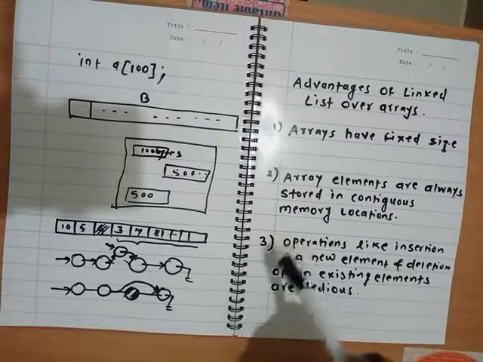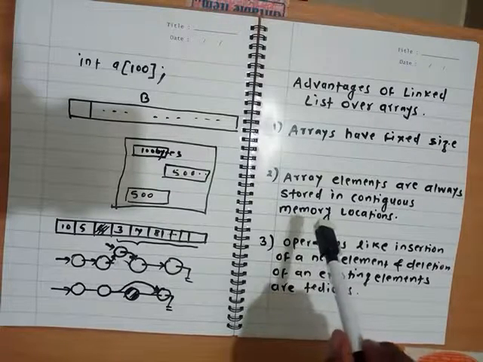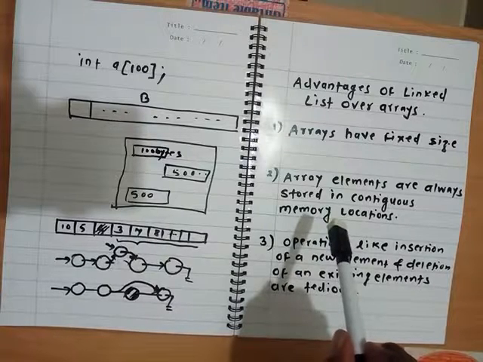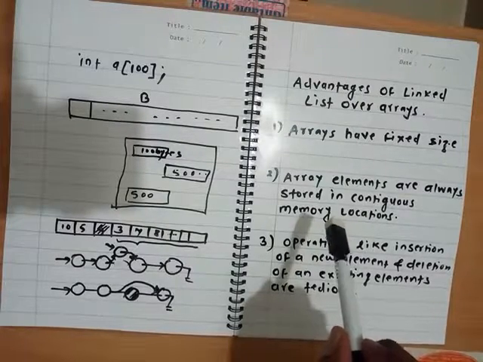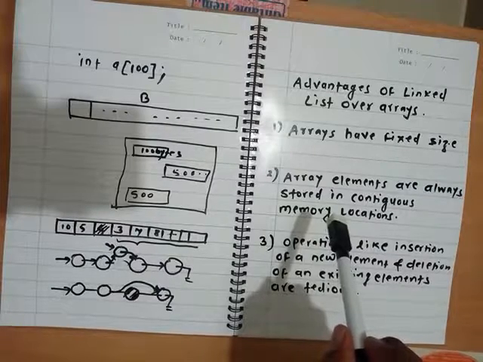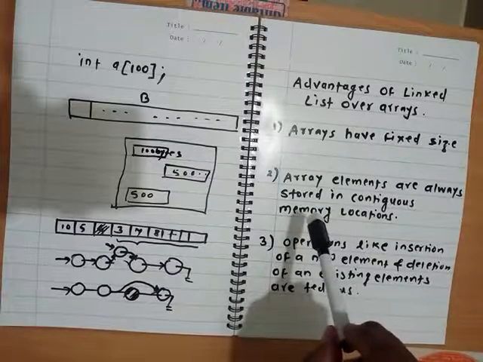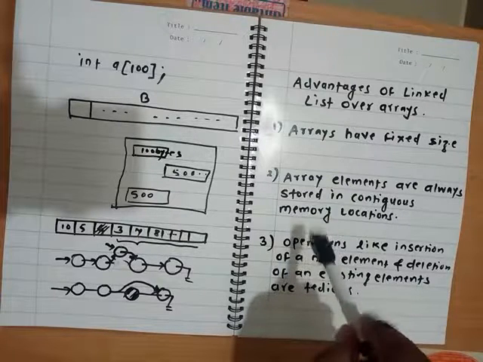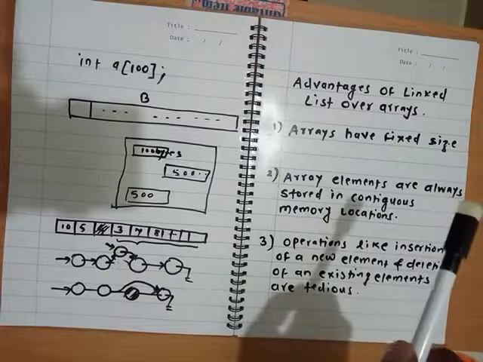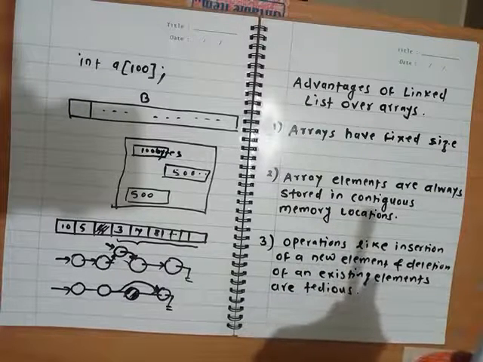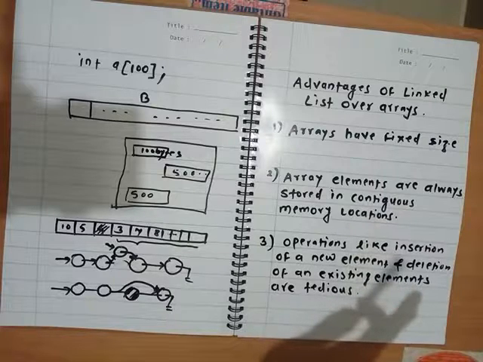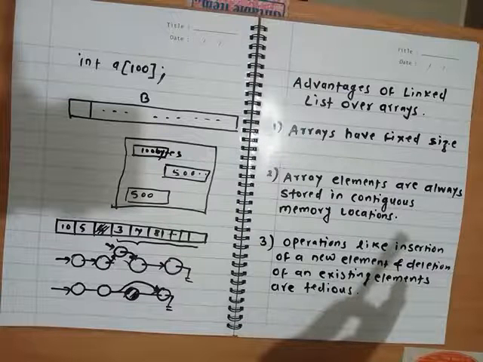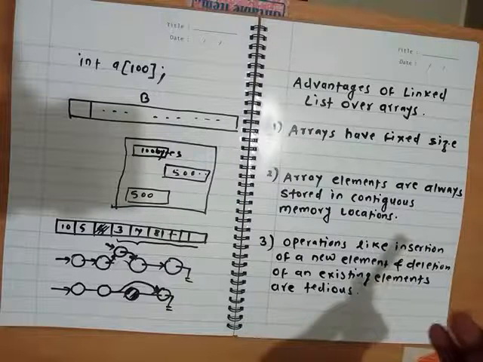So these are a few advantages of linked list over arrays. The first advantage being arrays have fixed size, so we can't increment or decrement the size of an array at runtime. This can cause program crash sometimes or memory wastage. The second advantage is that array elements are stored in contiguous memory locations. So if we need 1000 bytes, 1000 contiguous bytes of memory free may not be there, but non-contiguous memory may be there. If you have a linked list, you can use that non-contiguous memory, but in case of an array, you will not be able to create an array.